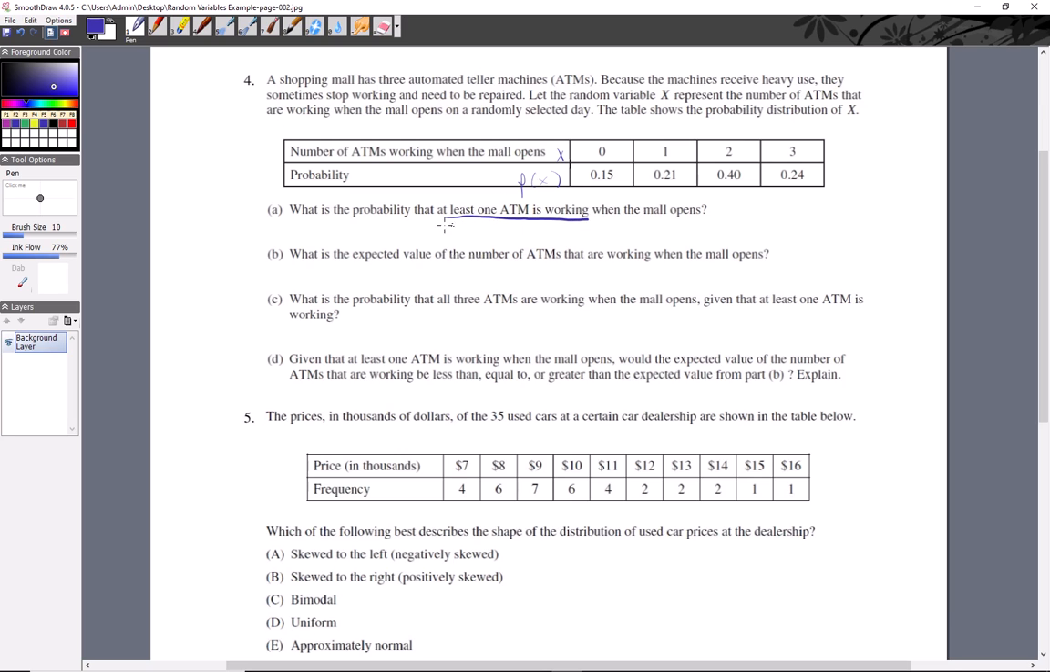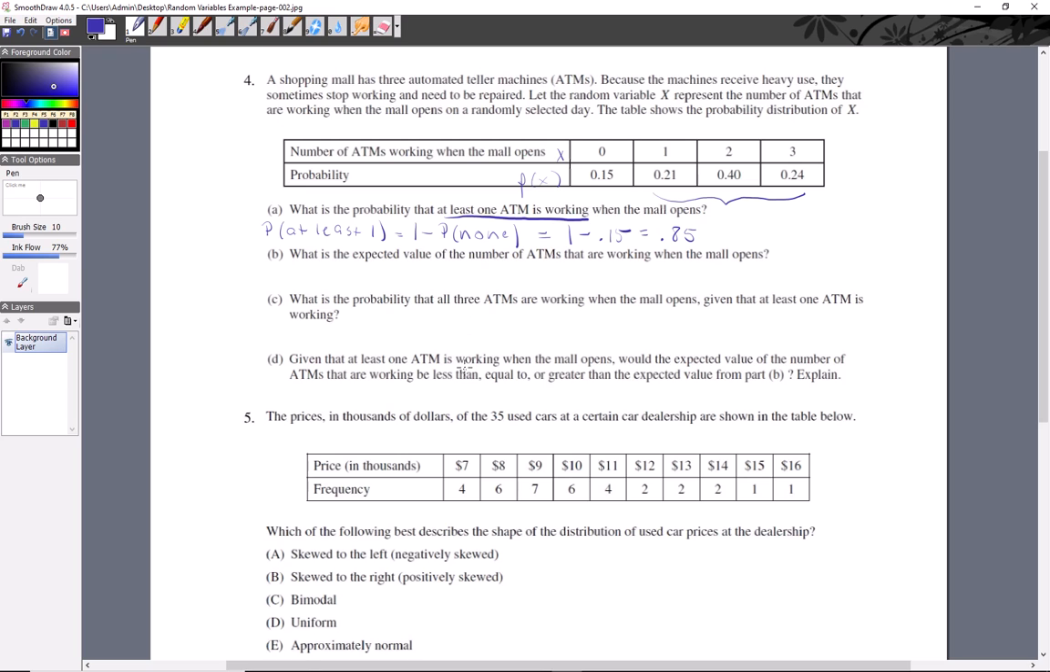Remember that at least one, the probability of at least 1 equals 1 minus the probability of none. All right, that's an important thing. I'm glad it showed up here. So this will be 1 minus, none is 0, which is 0.15, and that will give you 0.85. Now you could have just added those 3 up and gotten the same thing. It's totally up to you however you want to do it. But it's nice to see this in a review.